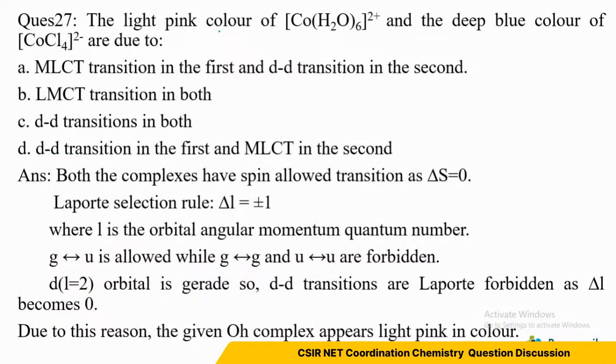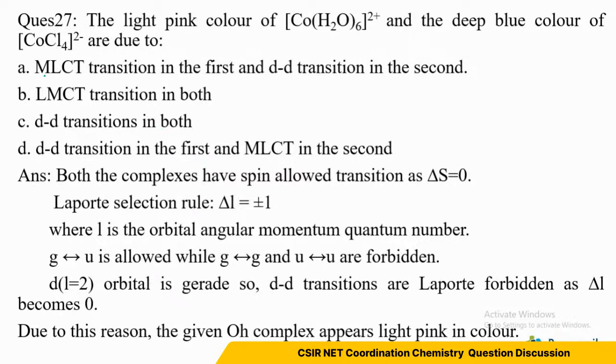This is also important. You need to understand this. The light pink color of [Co(H2O)6]2+ and the deep blue color of [CoCl4]2- are due to... You have to answer why the color is this way for these two complexes. These are the options given: MLCT transitions and d-d transitions, LMCT, d-d transitions. Metal to ligand charge transfer, ligand to metal charge transfer, d-d transitions in the first, metal to ligand charge transfer in the second.